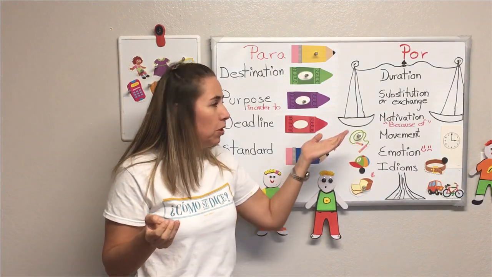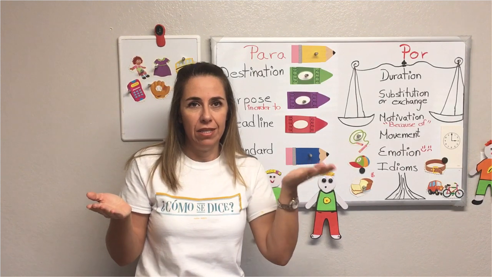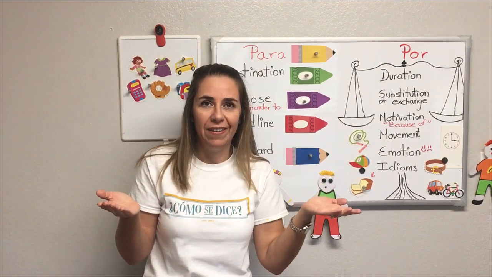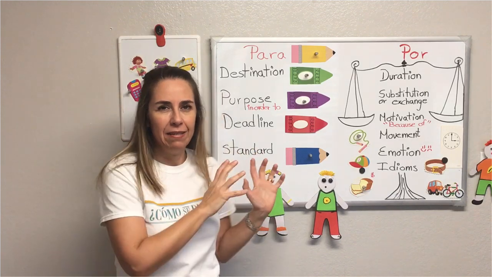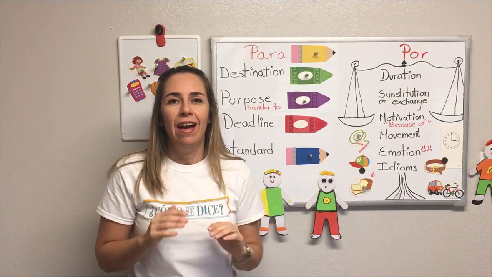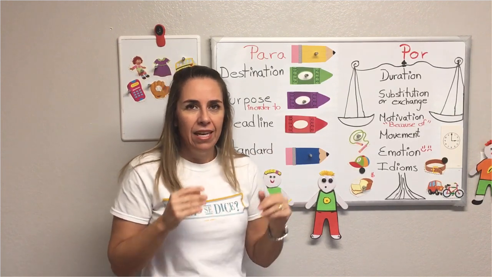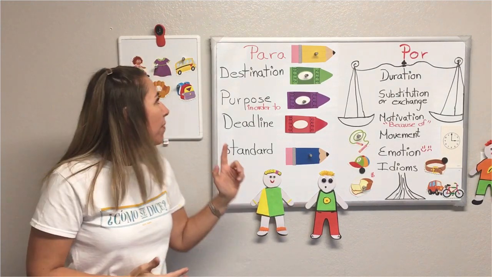For example, substitution. I give some money for something and I receive something, okay? But we are gonna see all the categories. So keep in mind this: para, an arrow, and por, a balance scale. Now, let's go to the categories that we have for each one.